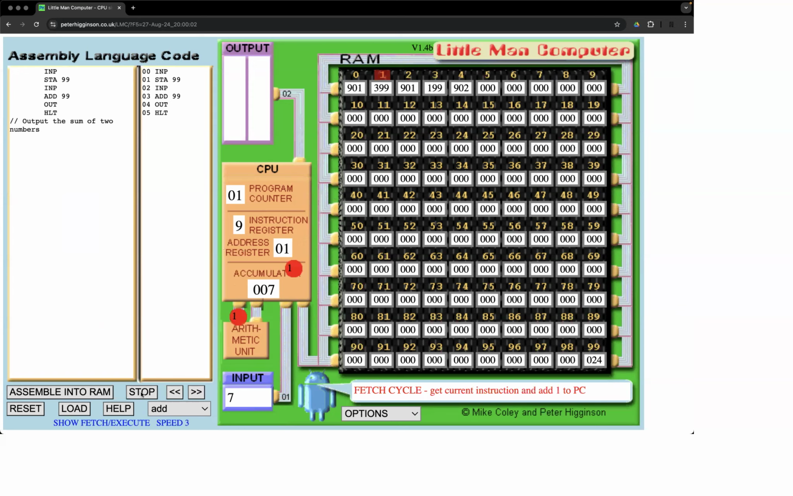Keep running. After we get the input, like always in the cycle, we increase the program counter, so we add 1. Because the address register is 01, we go to address 01 to fetch the content in the fetch cycle. Right here we get the 3 and 99.